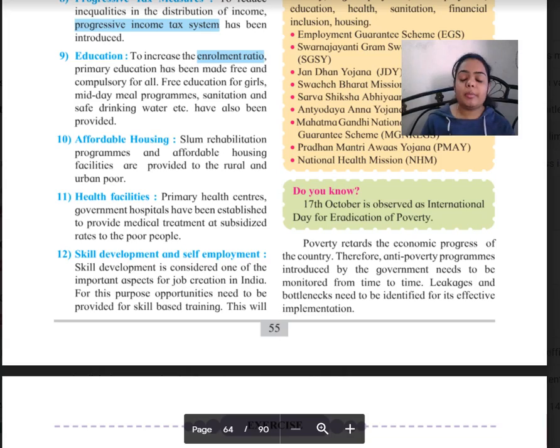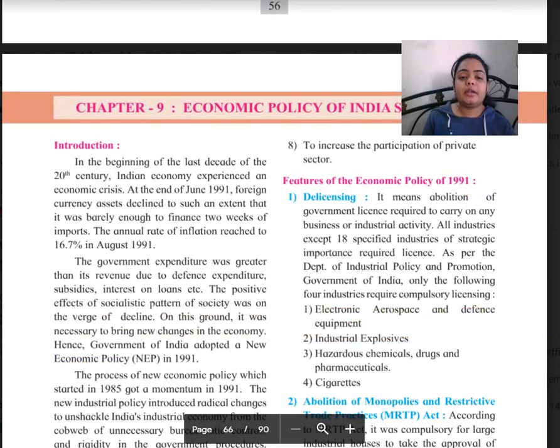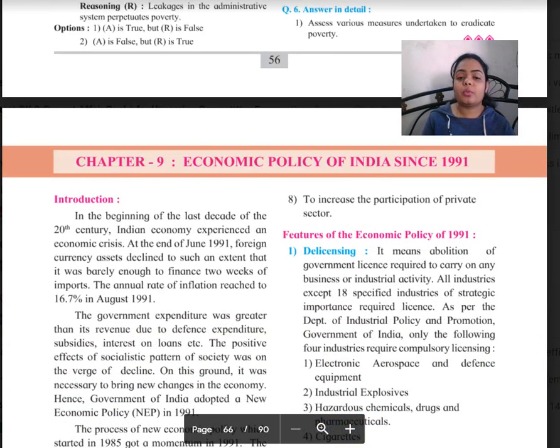So with this we complete the chapter of poverty also. And from the next class we shall be starting with the ninth chapter, that is economic policy of India since 1991.